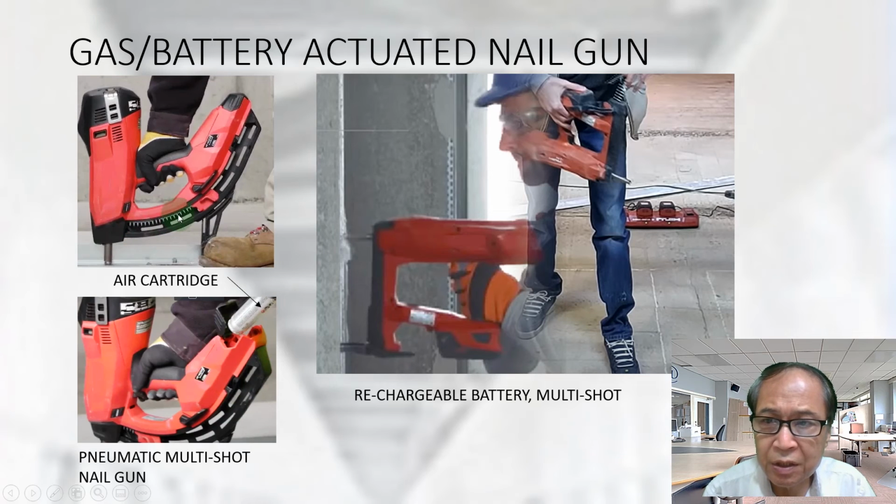You see, this is a nail here, 20 or 30 rounds. But this is not too convenient because we have to change the air cartridge. Now it's common to use this battery gun. It's because it's rechargeable. You see, we charge the battery here. Multi-shot, very productive. It's common here for a big job.